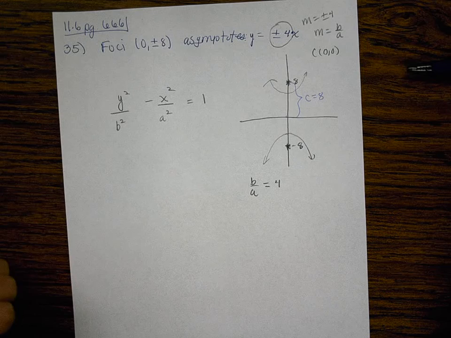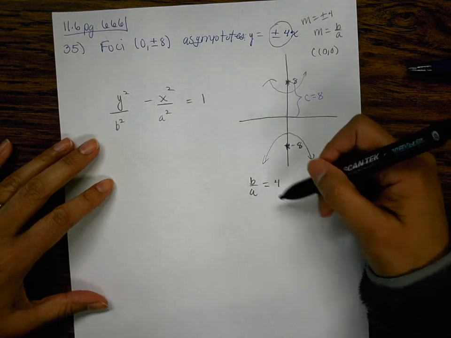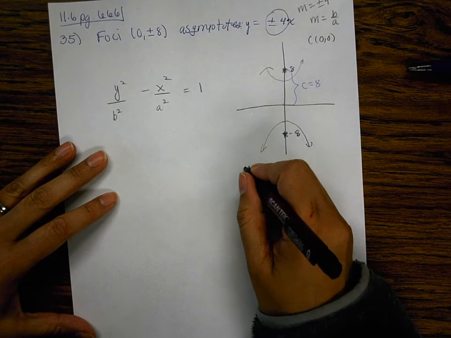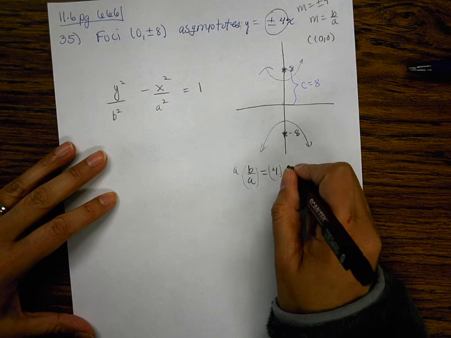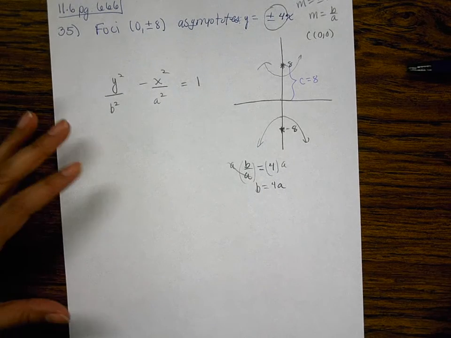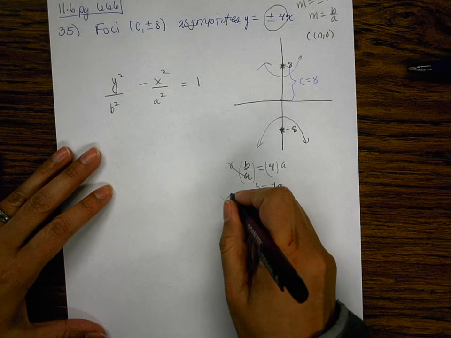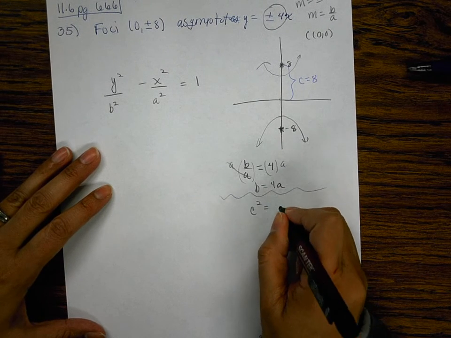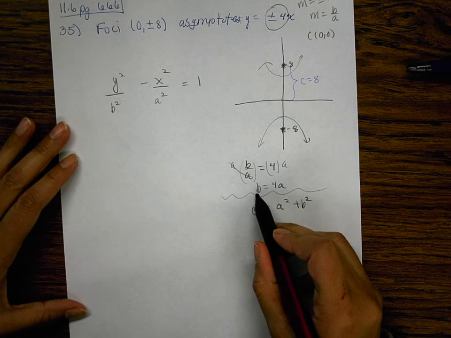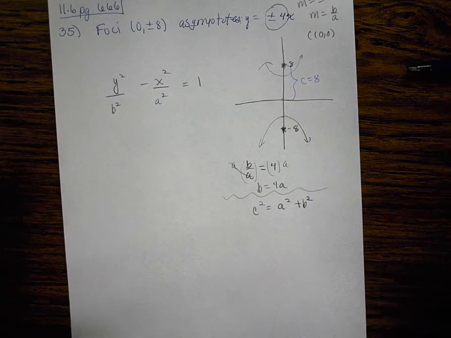I don't know what b and a are, but I know when I reduce b over a, I get 4. The ratio is 4. So I am going to multiply both sides by a to get b by itself. b equals 4a. Now, why do I need that? Because I'm looking for a and b. The only other place I can find them is using c squared equals a squared plus b squared. So b is 4 times as big as a.